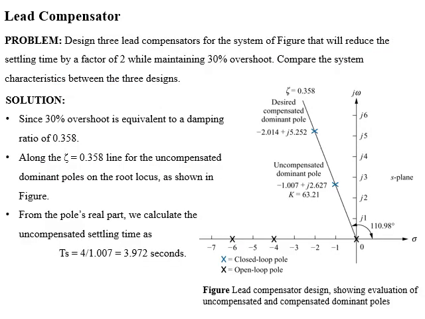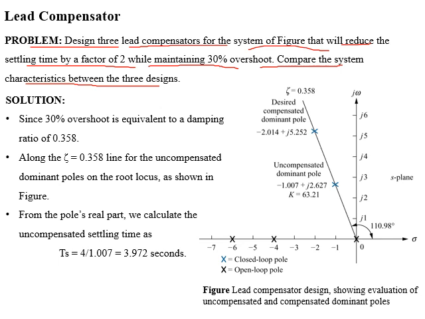Dear students, in the given problem, we have to design 3 lead compensators for a system that will reduce the settling time by a factor of 2 while maintaining 30% overshoot, and we will compare the system characteristics between the 3 designs.